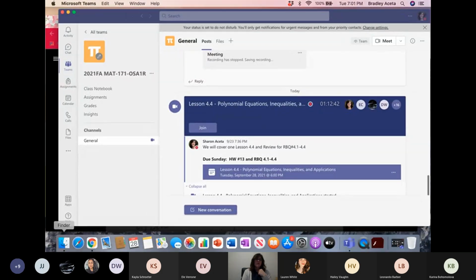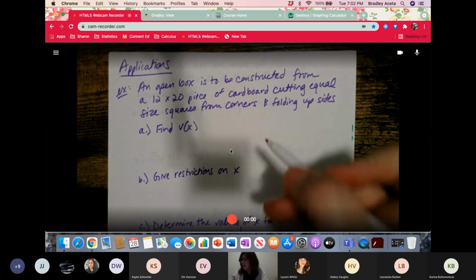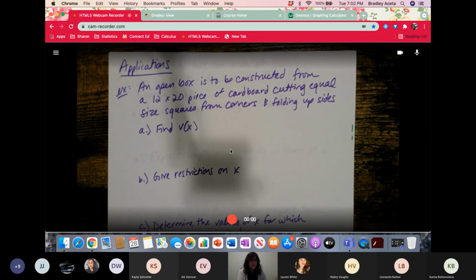Okay, so we are going to just do two quick applications. This one is a very famous one. They love this on math. You've got this open box that is to be constructed from a 12 by 20 piece of cardboard, cutting equal size squares from the corners and folding up the sides. We've kind of done one similar to this. So draw it out at least.